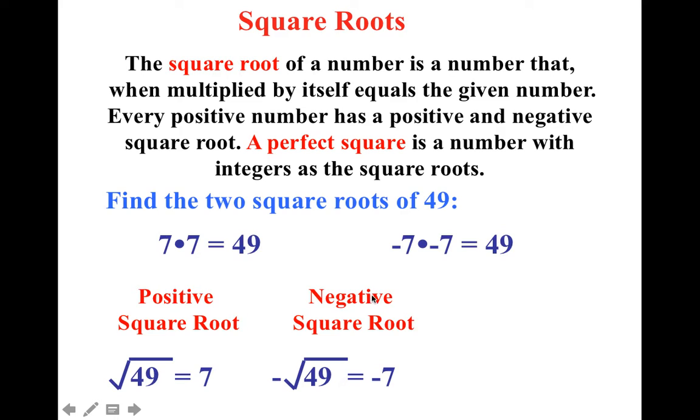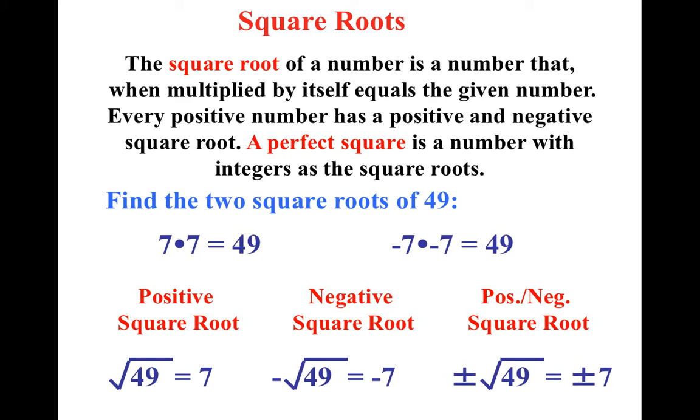Notice if I want to get the negative square root, I have to put the negative sign in front of the principal square root sign. That indicates that I want to get a negative answer. And if I want them both, I put a plus and a minus sign in front. And that means the positive and negative square root.